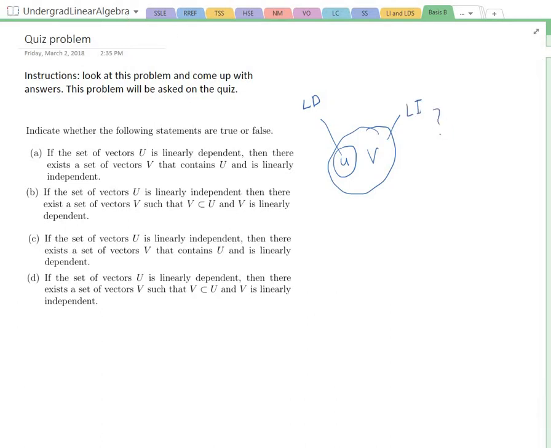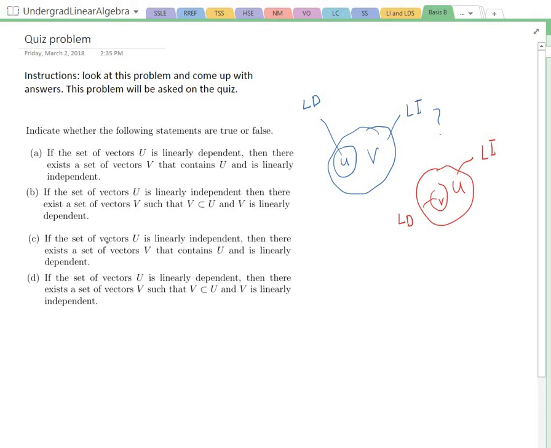For part B, let's just do a different color here. What it's asking is, u is bigger than v, and v is smaller. In this case, u is linearly independent and v is linearly dependent. So the question is, is that possible? Think of some examples and come to your conclusion.